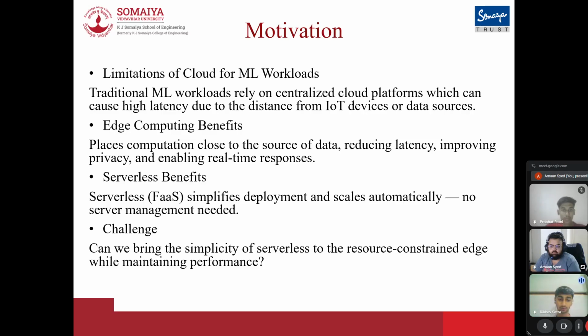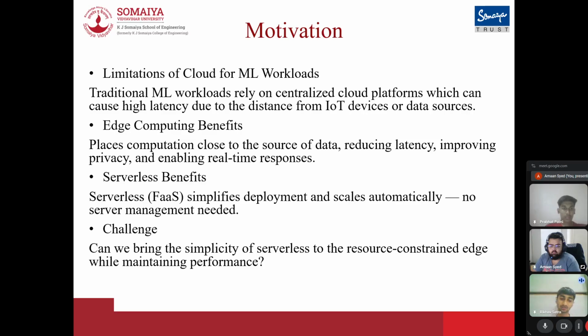Serverless computing is like having a magic helper who appears only when you need them and disappears when you're done. No need to hire someone full time. It makes running applications easier because you don't have to worry about managing servers.